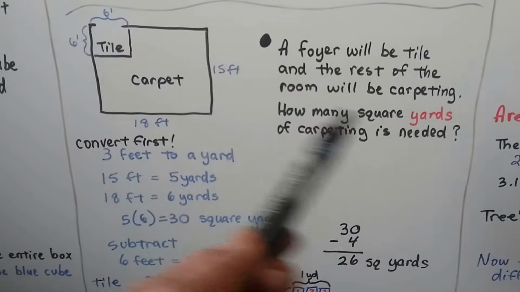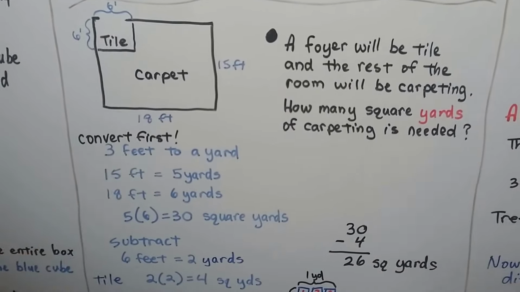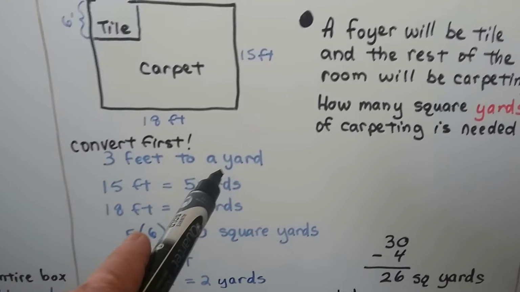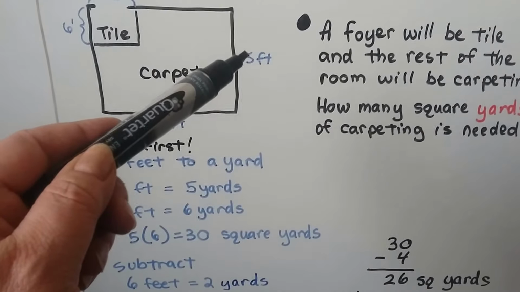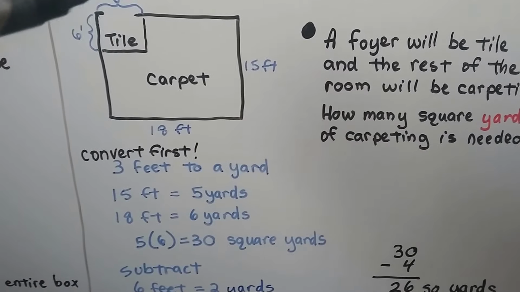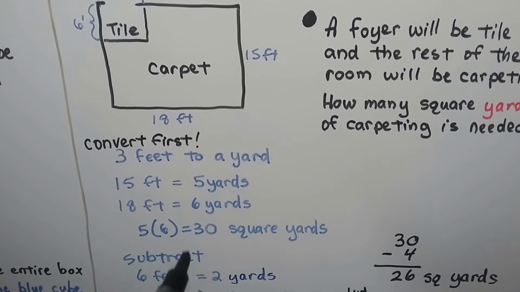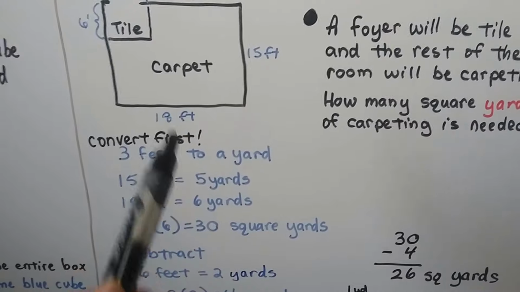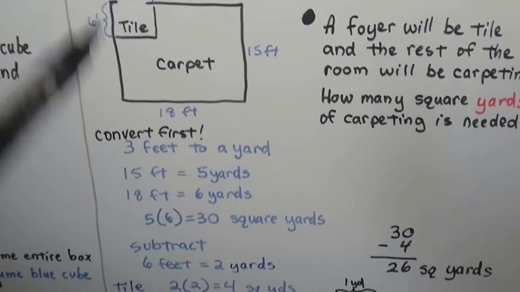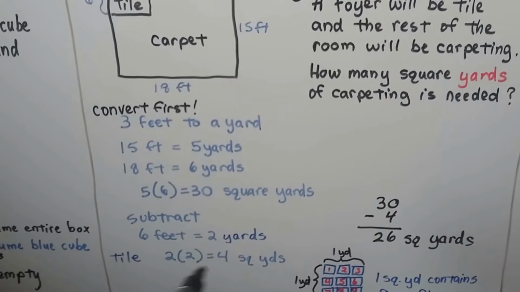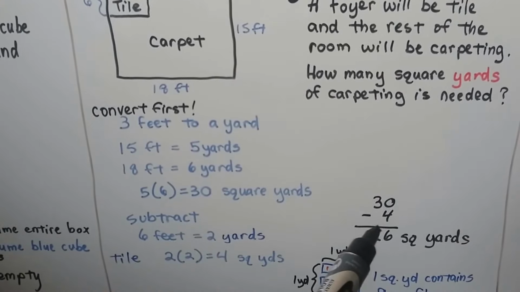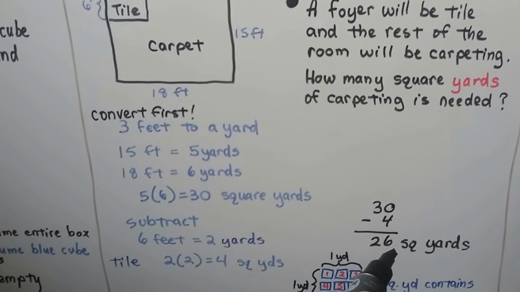Well, it's asking for square yards, but look, this is in feet. So we convert first. There's 3 feet to a yard, so that's going to be 5 yards. That's going to be 6 yards. That's going to be 2 yards, and that's going to be 2 yards. We do our 5 yards times 6 yards and get 30 square yards. We do our 2 times 2 and get 4 square yards. And we find the difference. 30 square yards minus 4 square yards is 26 square yards.